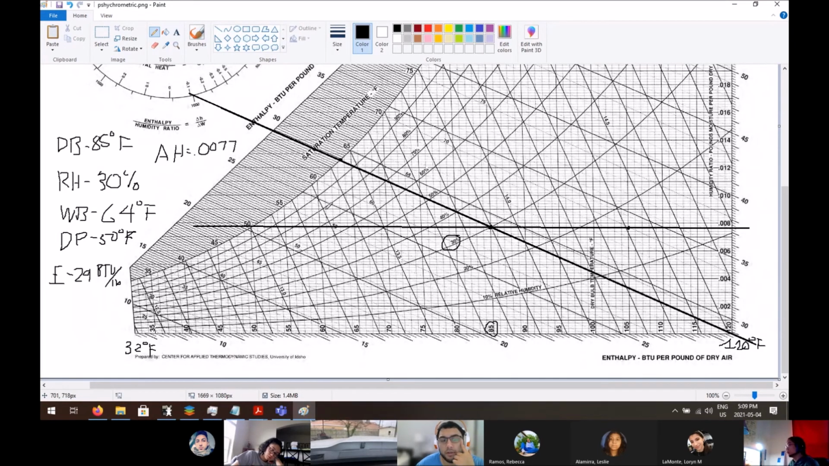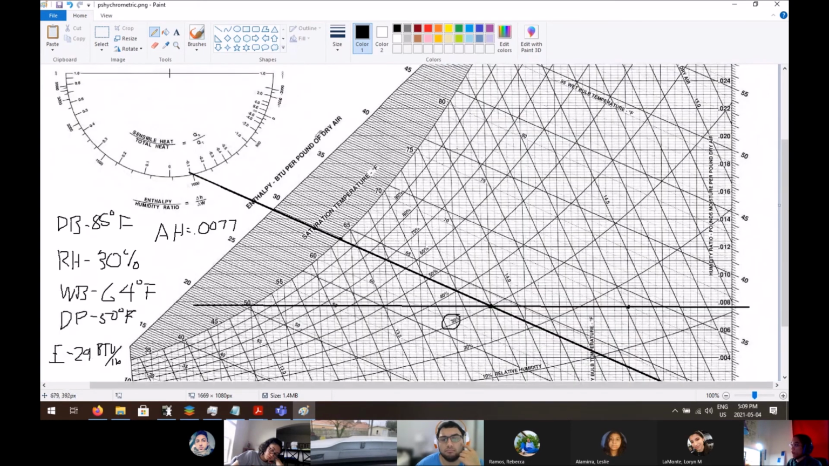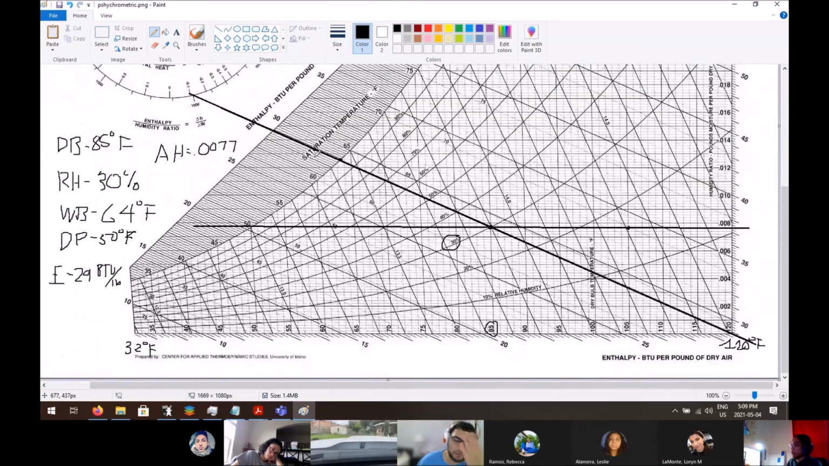Wait, why isn't it BTU per H? Per pound of dry air. Oh, it's on the psychrometric chart. Okay, that makes sense. BTU per H is a different thing. That's a measurement of heat flow. Heat flow. Okay. BTUs per hour is a measurement of heat flow.